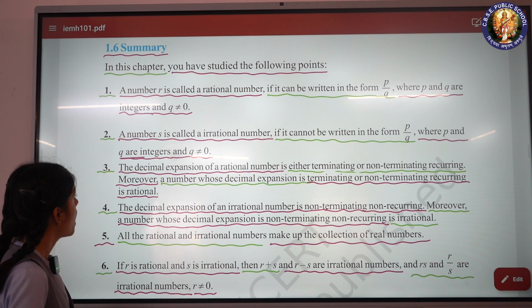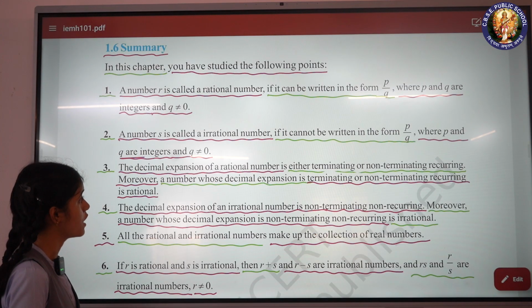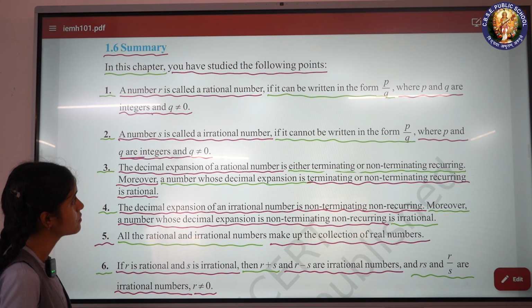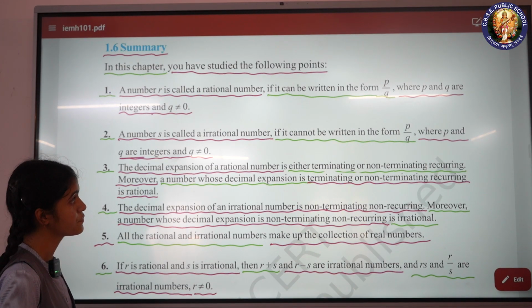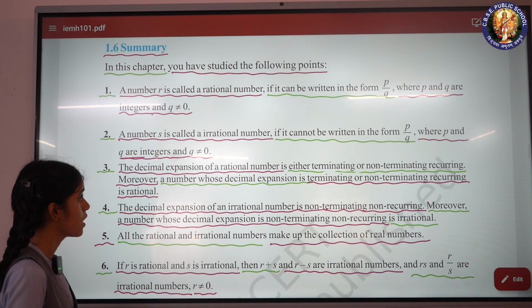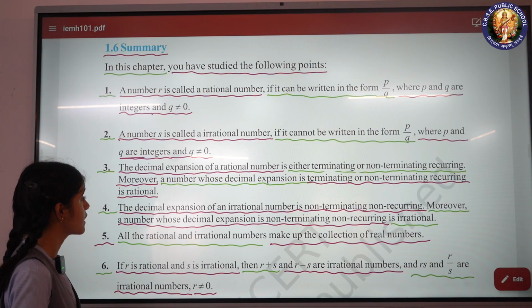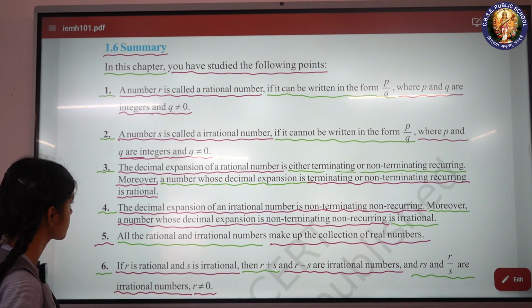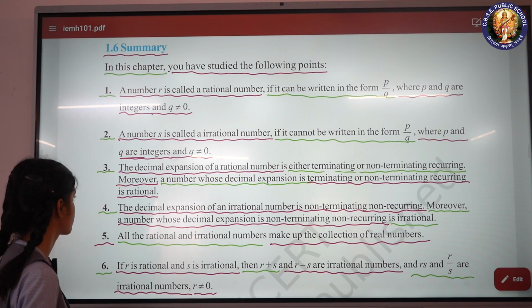Second, a number s is called an irrational number if it cannot be written in the form of p by q, where p and q are integers and q is not equal to 0.